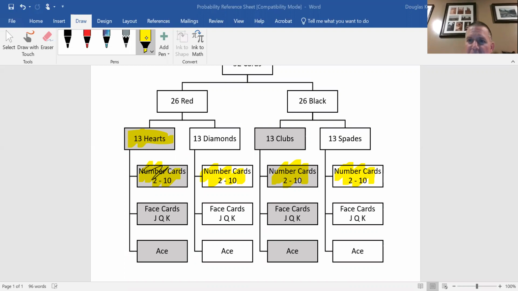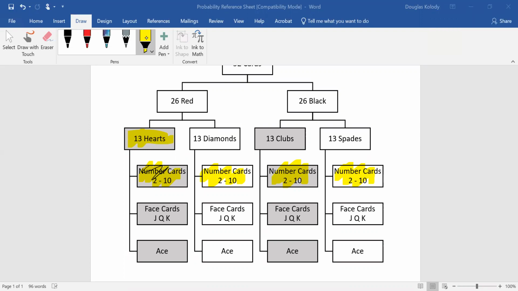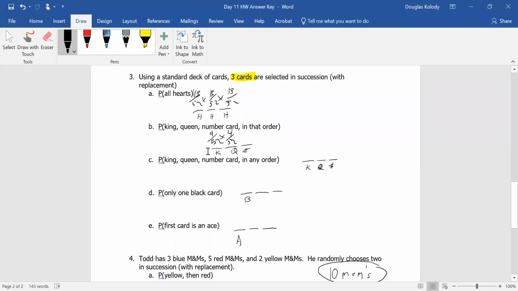So let's think about that. 9 cards times 4 suits: 9, 9, 9, and 9. 9 times 4 is 36 total cards. Let's go back to our sheet and fill that in. So then that's times 36 out of 52. In that order, so it's got to be a king first, queen second, number card third. So we're done with B.